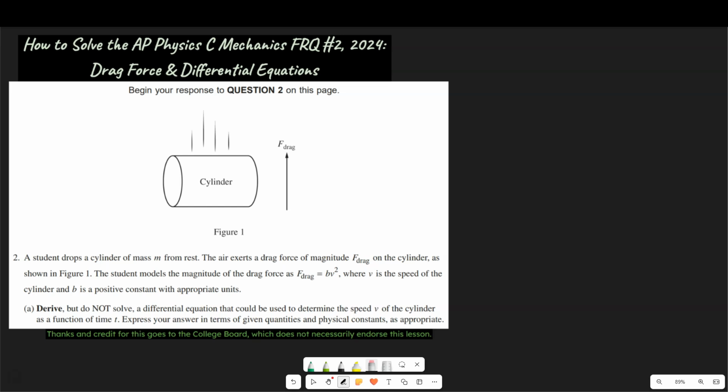Hey, welcome back. Today we're going to be talking through how to do an FRQ from 2024 for AP Physics C Mechanics. This is number 2, and it involves forces and a differential equation. So let's go ahead and get to it.